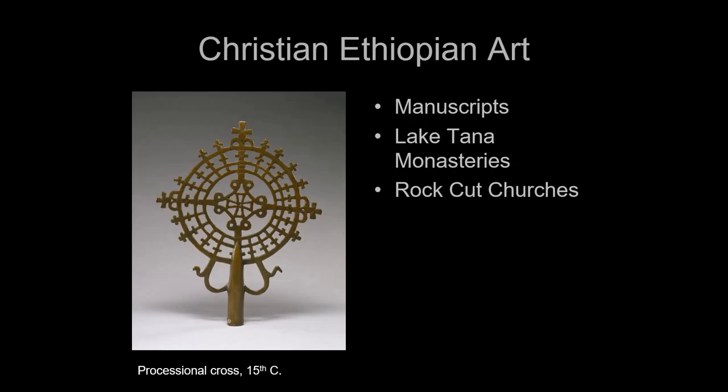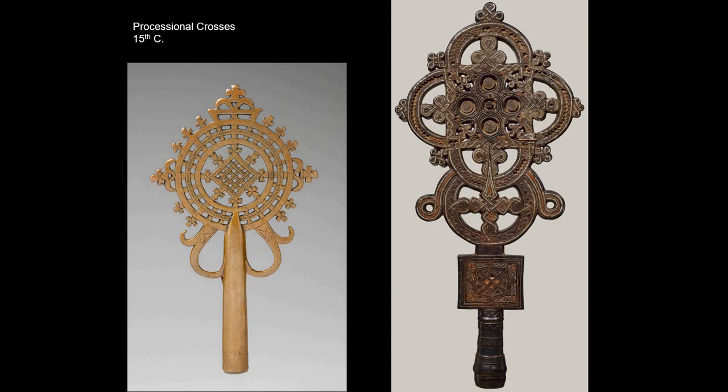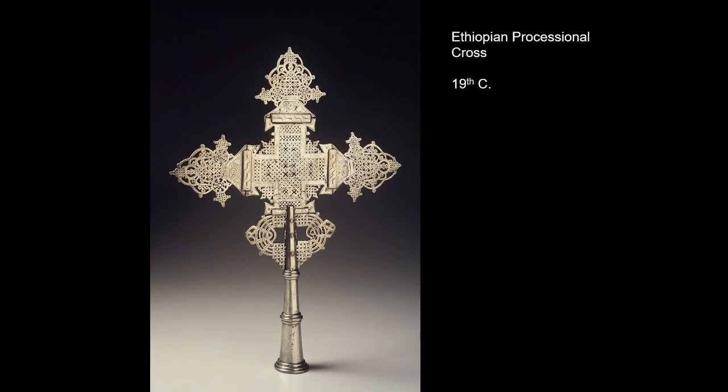So there is a wide range of Christian Ethiopian art that exists as well. There are manuscripts, there are frescoes, and of course rock-cut churches, as well as a number of decorative items. It being a Christian country, we have processional crosses. These would be used in front of liturgy, etc. So we have a wide variety of these, including these beautiful geometric designs. Ethiopian processional crosses are just very, very beautiful. These wonderful but unique geometric designs.